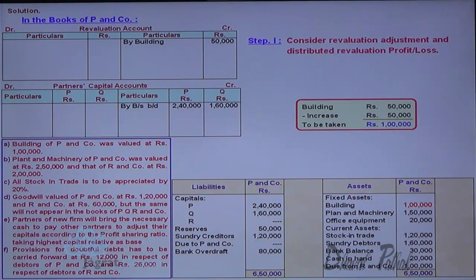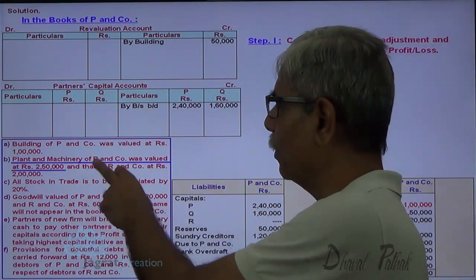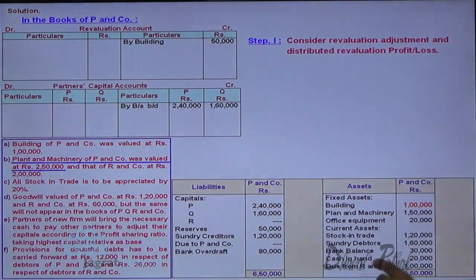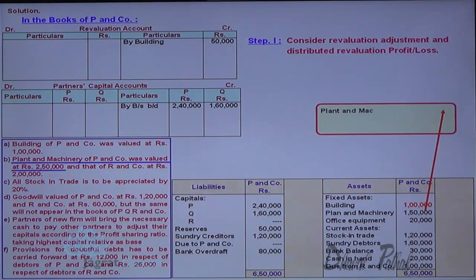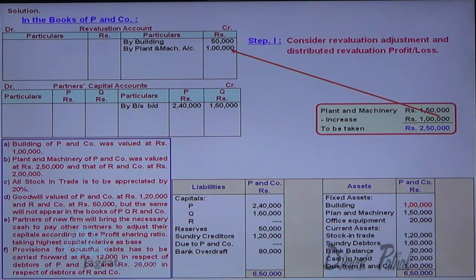Now, second adjustment, revaluation adjustment. Plant and machinery of P and company valued at 2,50,000. Book value 1,50,000. So what is the increase in value? Book value 1,50,000. Valuation made for amalgamation 2,50,000. Increase in the value of plant and machinery 1 lakh. Increase in the value of asset is again credited to revaluation account, and the revalued value of plant and machinery will appear in the balance sheet at 2,50,000. This is how adjustment of revaluation is being accounted for.